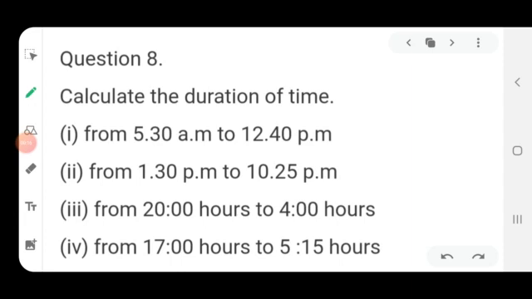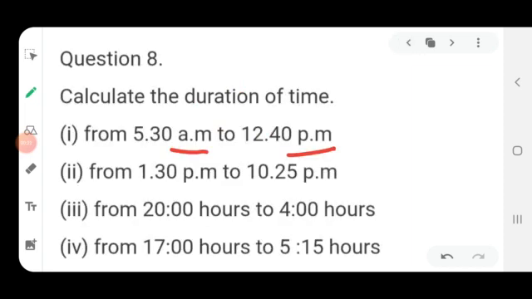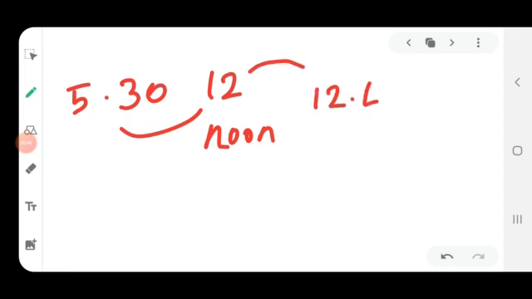Listen carefully. If the given value is from am to pm, we have to divide this into 2 sessions: 12 noon before and 12 noon after. From am to pm means we have to follow this method. So from 5:30 to 12 noon the duration we have to calculate. After 12 noon to 12:40 the duration will be calculated. Afterwards we have to add.